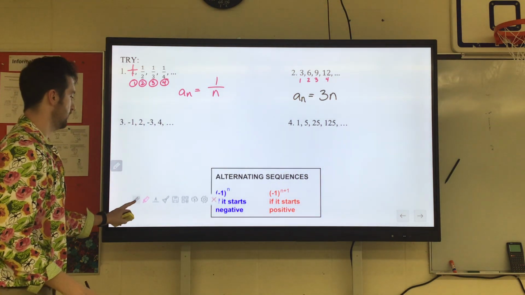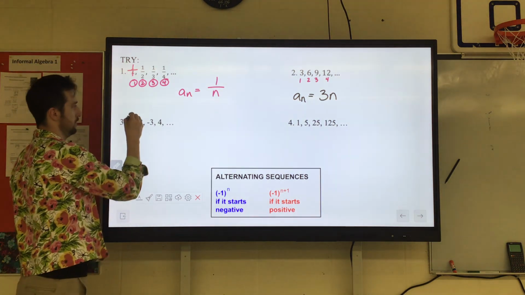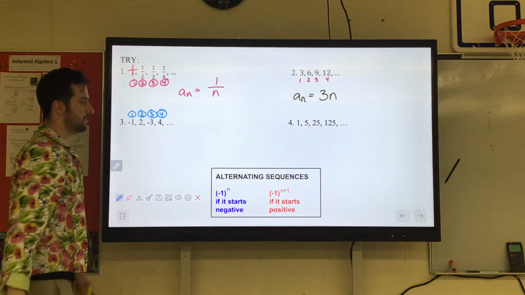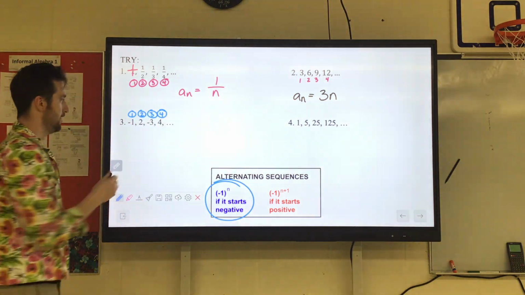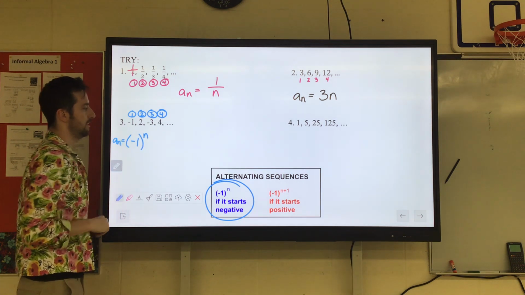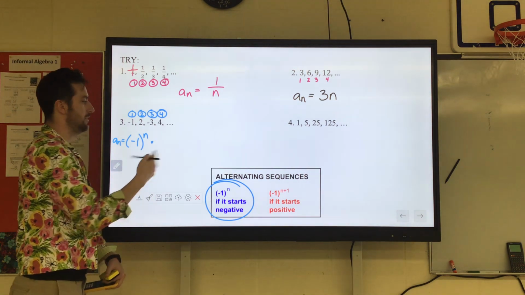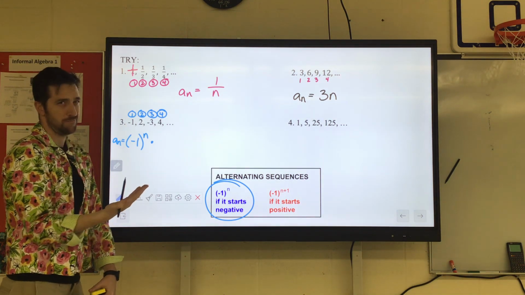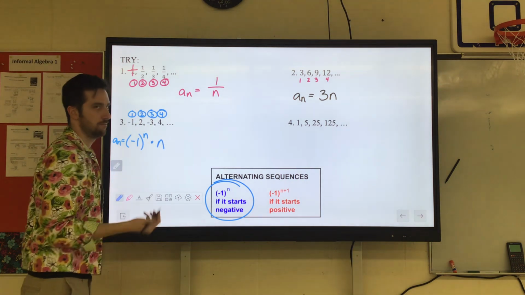Now I see that this one is alternating because it's switching from positive to negative. Here's our first, second, third, fourth. When it's alternating and it starts negative, we use -1 to the n. A sub n equals -1 to the n, times, and then we'll figure out the rest. Now we can ignore the alternating part. I see that the number is just the term number. 4, 3, 2, 1. That's it.